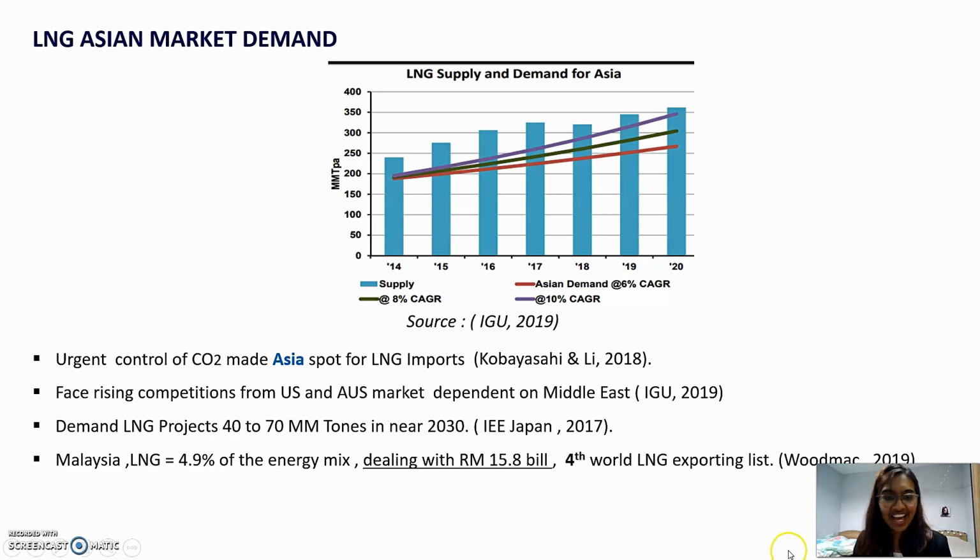Malaysia is the second highest for the export of gas, and LNG alone is 4.9% of their energy mix, which deals out to a total of 15.8 ringgit billion, placing them fourth on the overall LNG world exporting list, as stated by WoodMac in 2019.